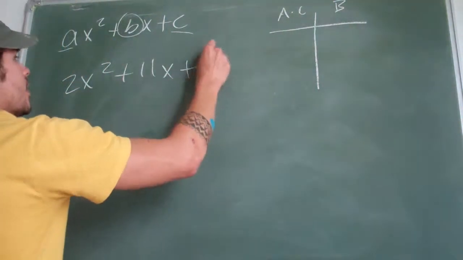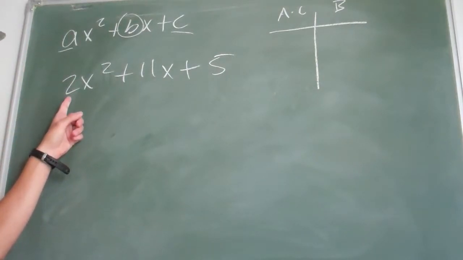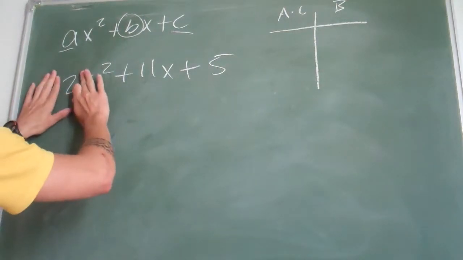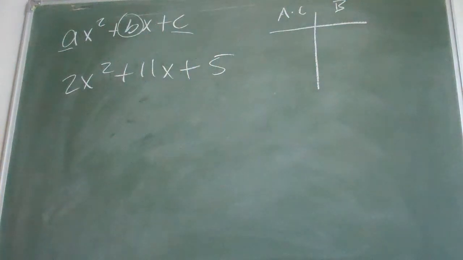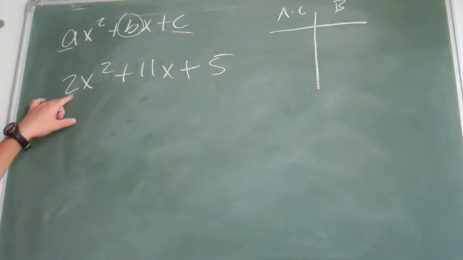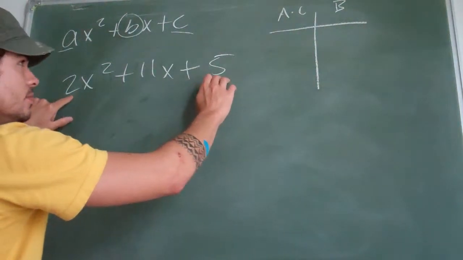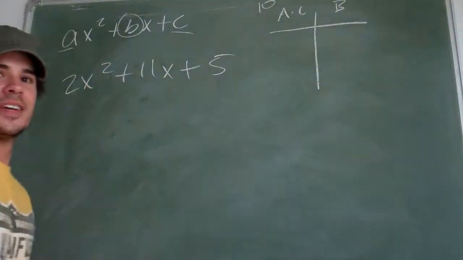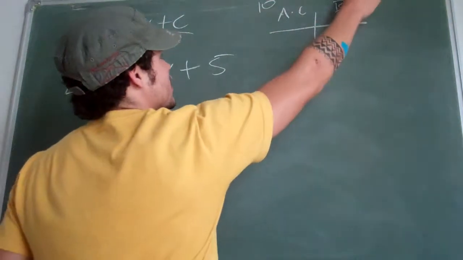Can you read that? Yes. Alright, good. So this is A, this is B, this is C. It's important to know that A is just this constant right here, B is just this constant, and C is just a constant. If we take A, which is 2, times C, which is 5, what's 2 times 5? 25. No, wrong. And then we've got B, which is 11.